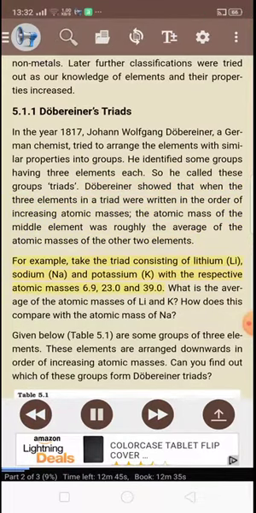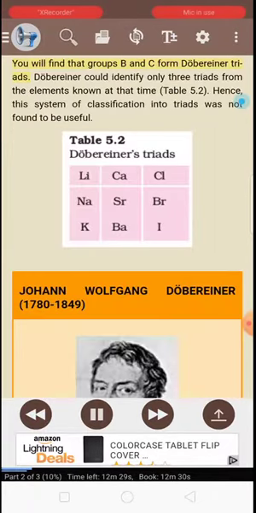For example, take the triad consisting of lithium, Li, sodium, Na, and potassium, K, with the respective atomic masses 6.9, 23.0, and 39.0. What is the average of the atomic masses of Li and K? How does this compare with the atomic mass of Na? Given below, table 5.1, are some groups of 3 elements. These elements are arranged downwards in order of increasing atomic masses. Can you find out which of these groups form Dobereiner triads? You will find that groups B and C form Dobereiner triads. Dobereiner could identify only 3 triads from the elements known at that time, table 5.2. Hence, this system of classification into triads was not found to be useful.